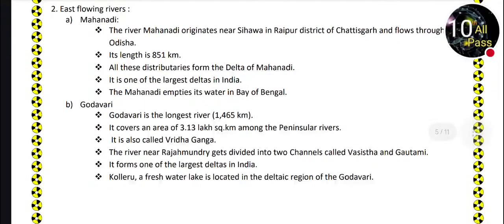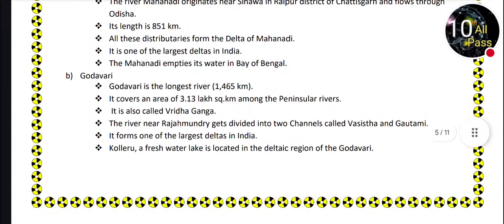Godavari. Godavari is the longest river, 1,465 km. It covers an area of 3.13 lakh square km among the peninsular rivers. It is also called Vriddha Ganga. Near Rajahmundry, the river gets divided into two channels called Vasishta and Gautami. It forms one of the largest deltas in India. Kolleru, a freshwater lake, is located in the deltaic region of Godavari.